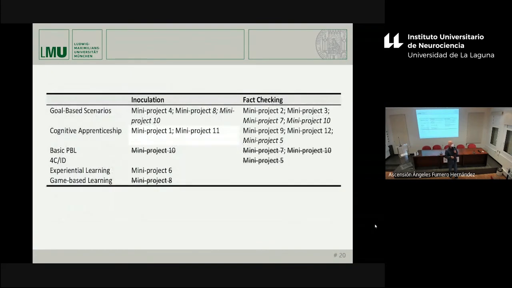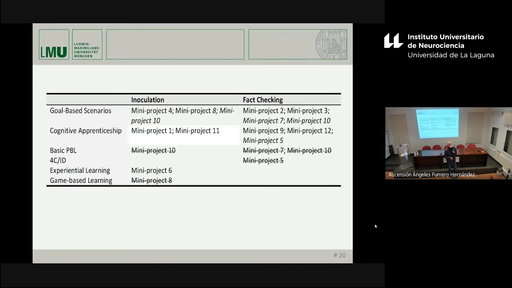And also these combinations of intervention like inoculation or fact-checking and instructional approaches. Very frequent, what did we have here? For instance, goal-based scenario with fact-checking. I had mentioned it already.